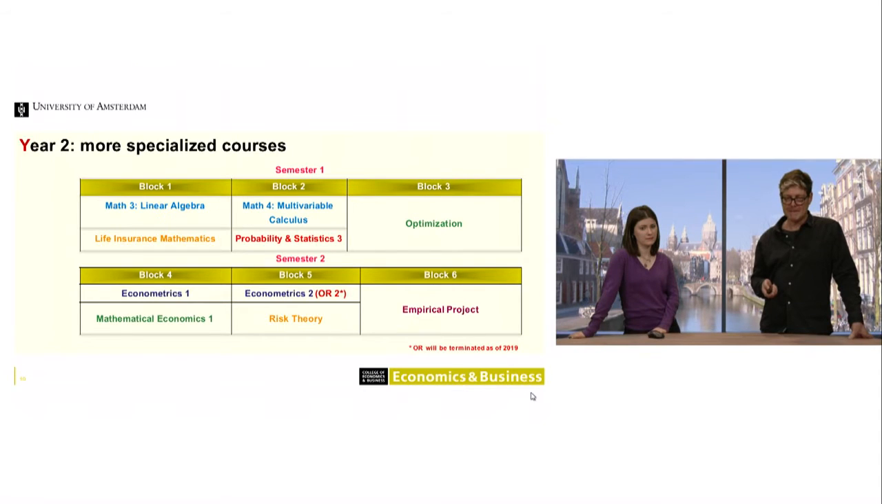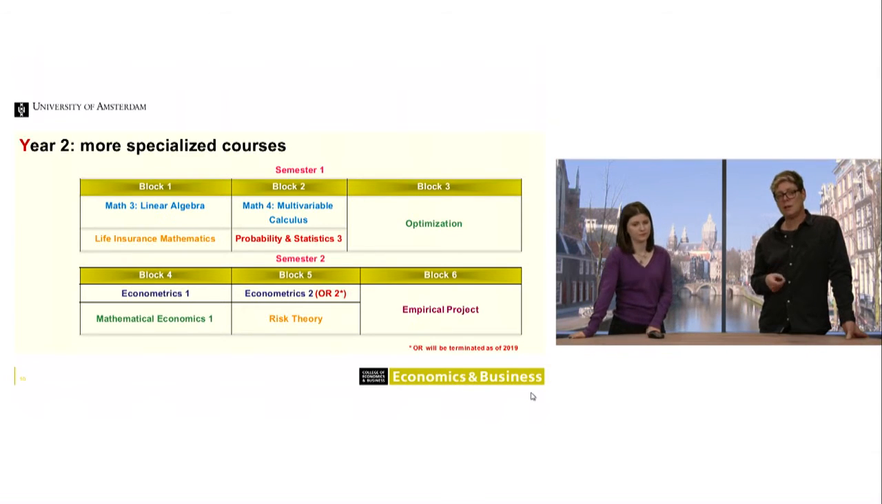So year 2. The first year is basically about basic techniques, and in the second year we slowly specialize. You still get some mathematics courses like linear algebra. You get a deepening of your linear algebra from the first year, and a deepening of your calculus knowledge in Math 4, and you get additional probability and statistics courses. But you also see, in Block 1, life insurance mathematics. So this is truly belonging to the Actuarial Science program.